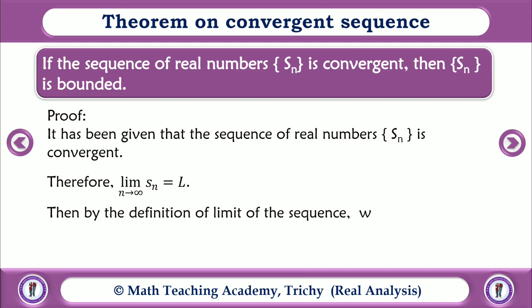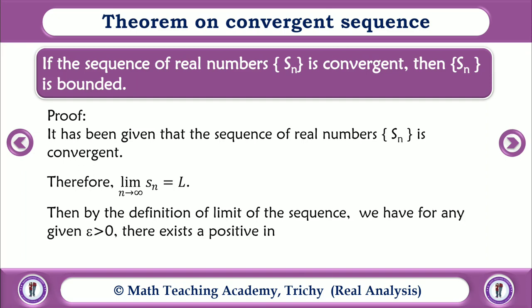Then by the definition of the limit of a sequence, for any given epsilon greater than 0, there exists a positive integer n0 such that mod Sn minus L is less than epsilon for all n greater than or equal to n0. Since the limit of Sn as n tends to infinity is L, whenever n approaches infinity, the sequence Sn approaches L. How do you find whether Sn approaches L? If the distance between Sn and L is very close to 0, then we can say that Sn approaches the limit L. By notation, we say mod Sn minus L is less than epsilon.